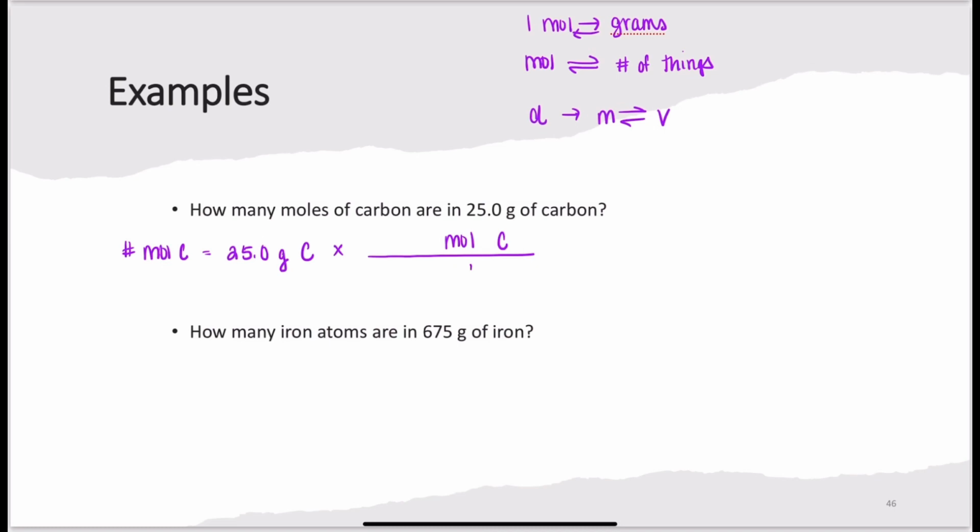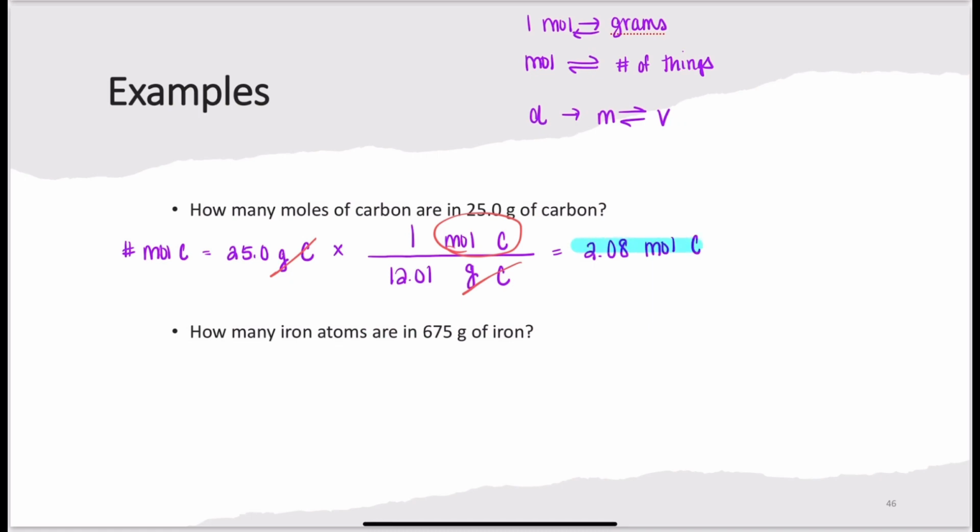Because I'm trying to cancel grams, I have to put grams of carbon in the denominator. If I put it in the numerator, it would not cancel my units. So if anything, if you're ever unsure where to put things, cancel the units first, then put the numbers in. My grams have canceled. I'm going to get moles here, which is what I want. Now I know 1 mole of carbon is 12.01 grams of carbon based on the periodic table. 25.0 divided by 12.01, 3 sig figs, because that 25.0 is 2.08 moles of carbon.